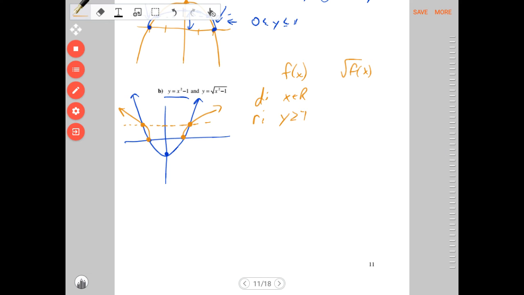So then for root f of x, the domain, if you look, there's two separate parts. So x is either bigger than or equal to 1, or smaller than or equal to -1. So there's the two parts, and then of course the range is y is bigger than or equal to 0. Awesome.